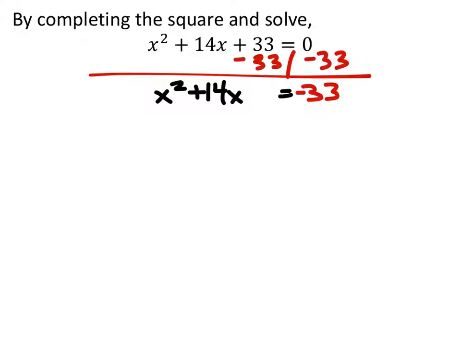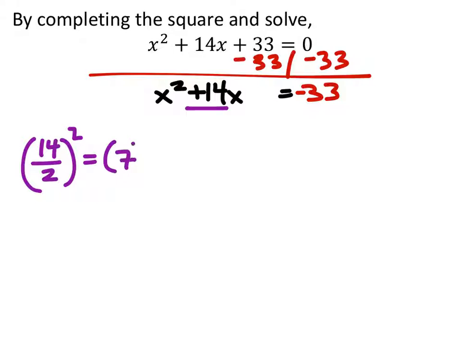Now I look at my coefficient of x, which is positive 14. To complete the square, I take that 14, divide it by 2, and square whatever that result is. So 14 divided by 2 is 7, and 7 squared is 49. That's positive 49, so I'm going to add 49, not only to one side, but to the other side as well, just to keep it balanced. So this is my new expression.